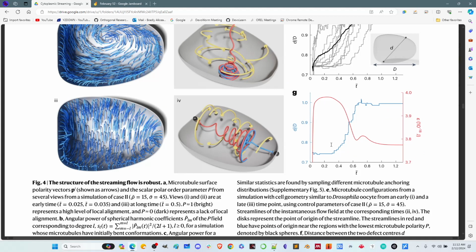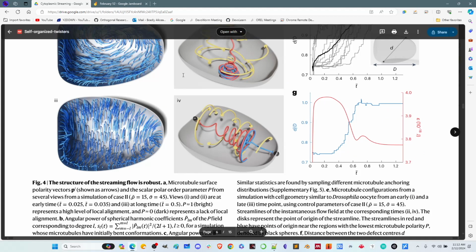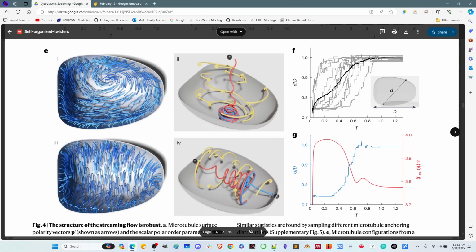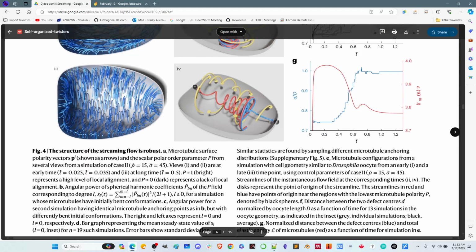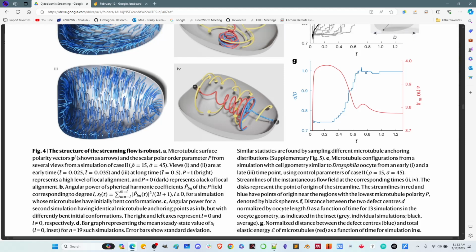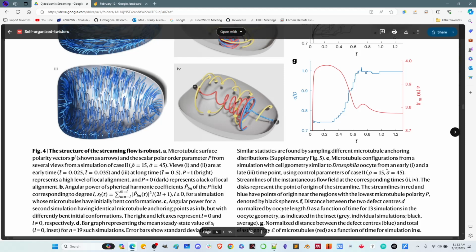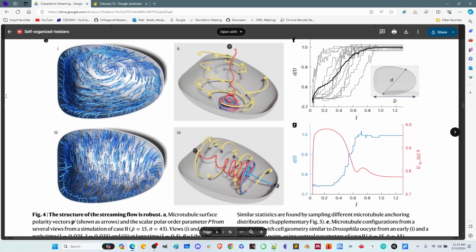Once again, returning to the modeling, the structure of the streaming flow is robust. So you can see that there are these polarity vectors that occur within the cell. And you can see some of the dynamics here. So the microtubule configurations show cell geometry similar to the Drosophila oocyte from an early and a late time point. So the early time point is I, the late time point is III. So I is here. This is an early time point. The late time point is here.